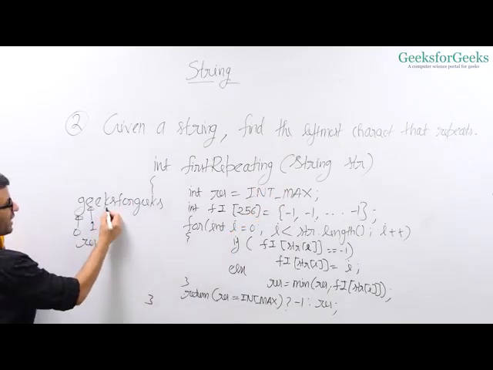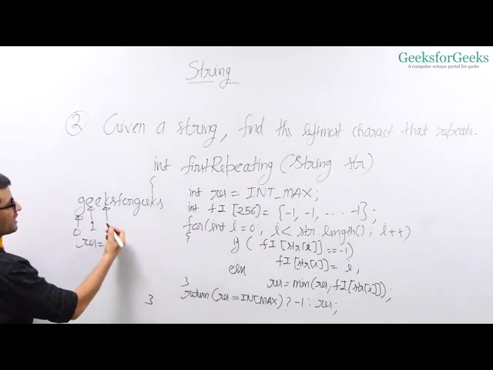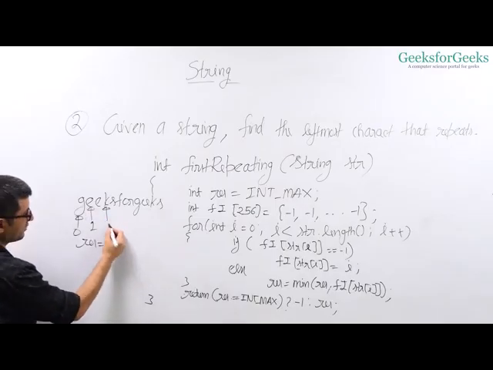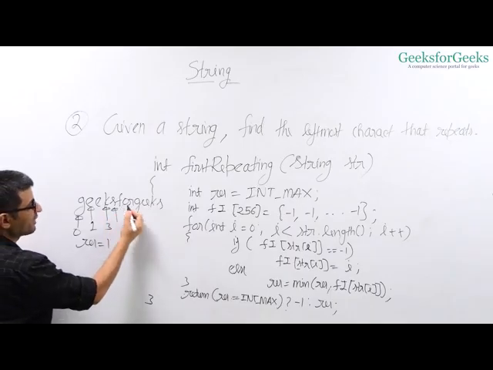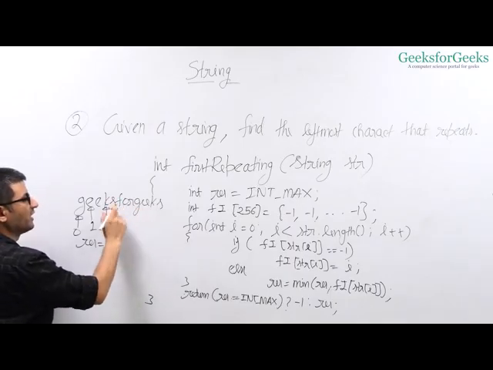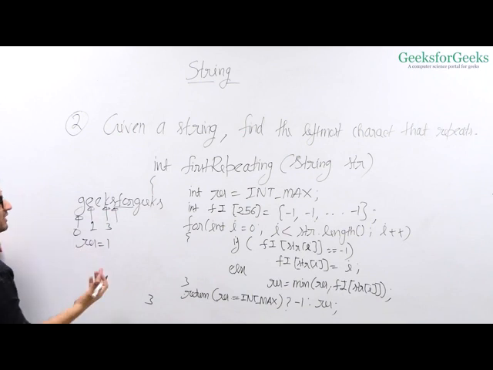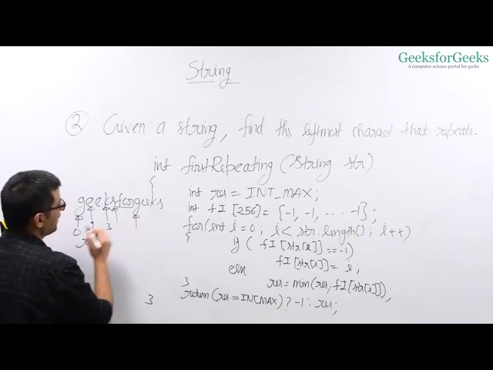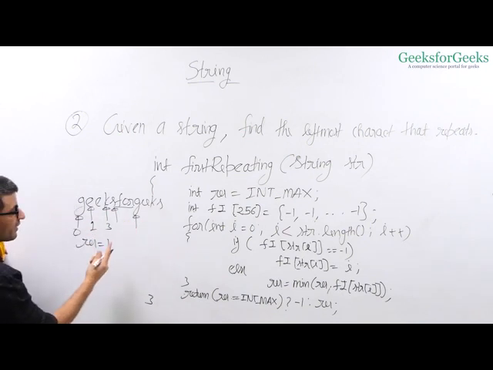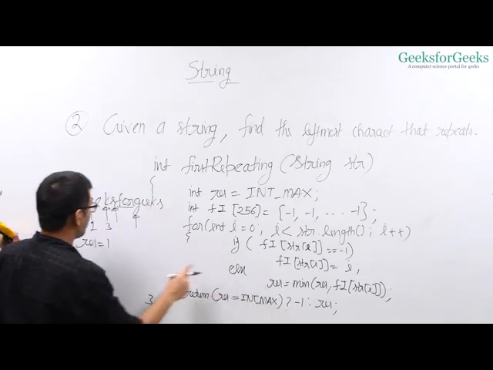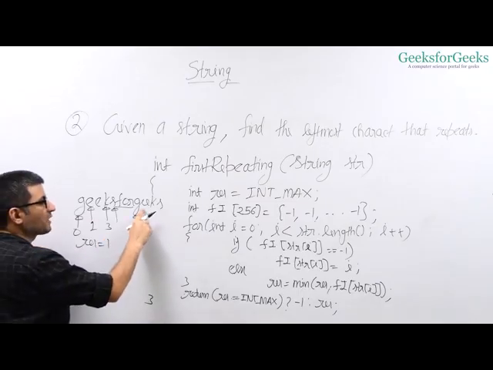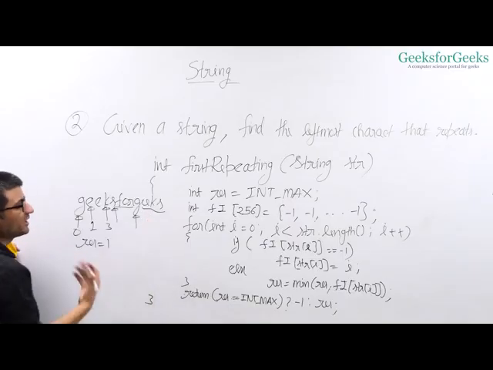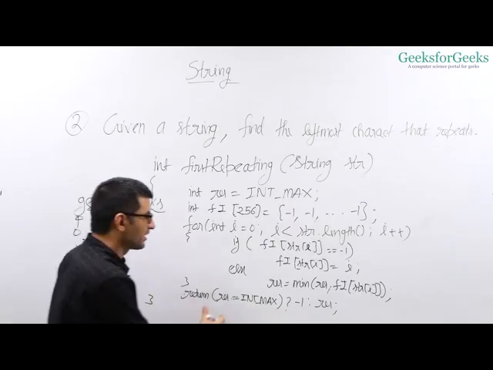When I come to K, I update its first index as 3. Then I come to S, update its first index, come to F, come to O, come to R, and for every character I update their first indexes. When I come to G, I see that it is also repeating. I go in the else part, I compare with the result, and I find the first index as 0. So I update the result as 0. After processing G, the result remains 0, and at the end, I return 0.